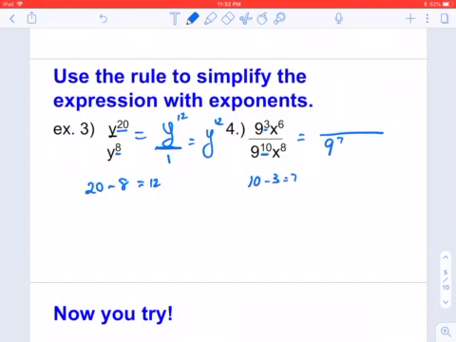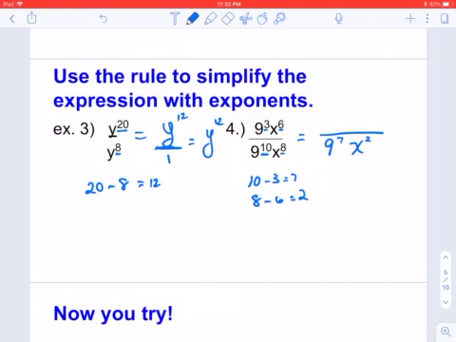Next, let's look at the x's. That's our second base. We have x to the 6th divided by x to the 8th. So think about it. Where do we see more powers of x left over? Or more powers of x to begin with? We have more in the denominator. So we're going to go ahead and put our x in the denominator. And 8 minus 6 is going to give us 2. So we have x squared in the denominator.